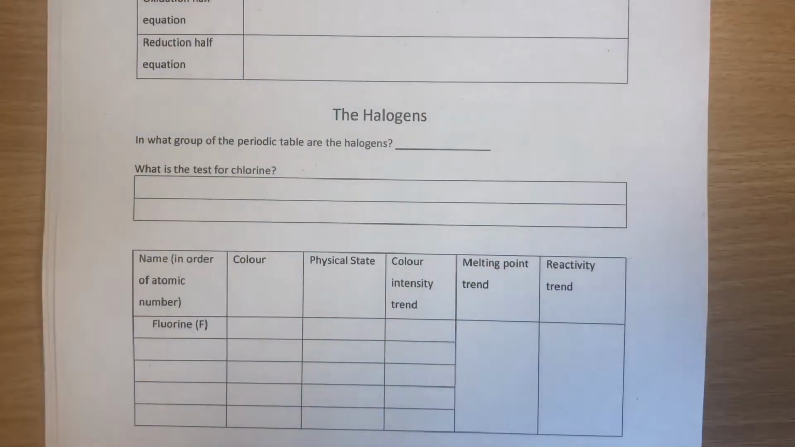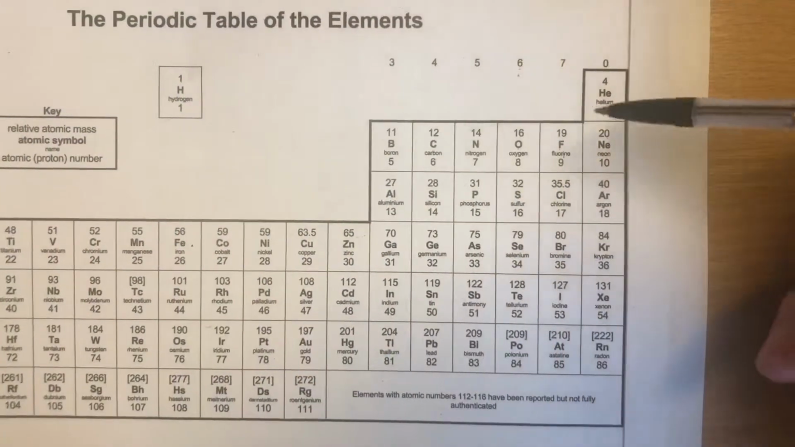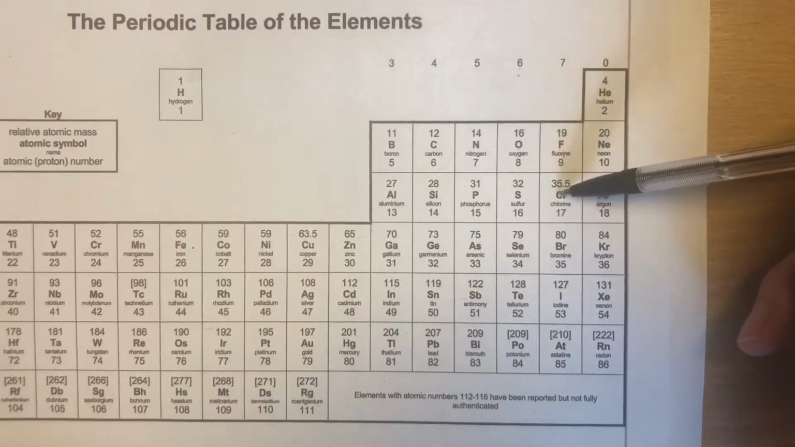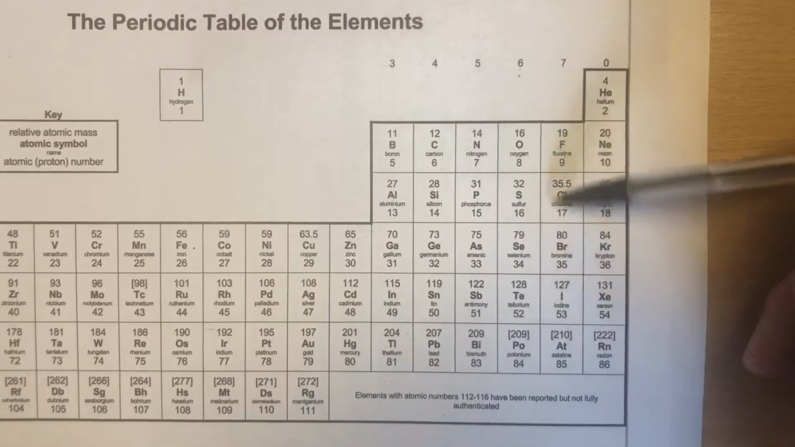So in this video we're going to look at the halogens. The halogens is a group on the periodic table. It's group 7 on the periodic table. So here's the periodic table here, we've got group 7. The halogen group is this group: fluorine, chlorine, bromine, iodine and astatine.